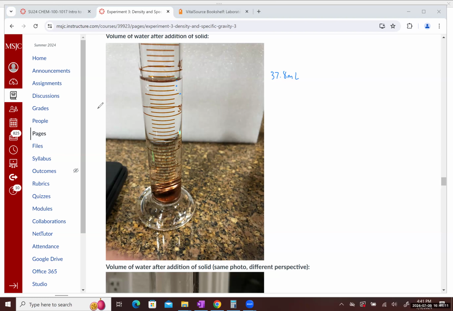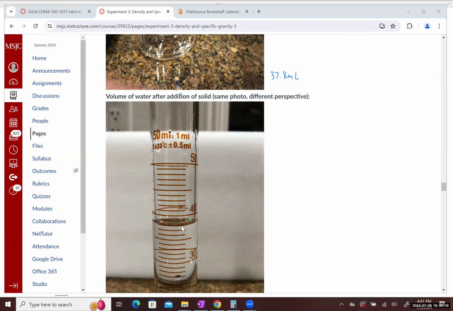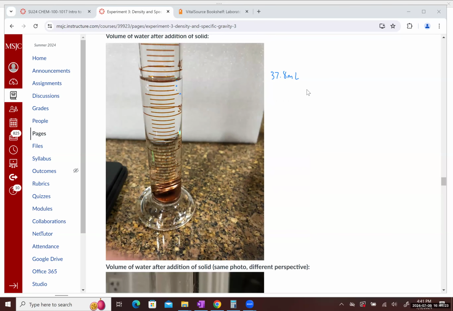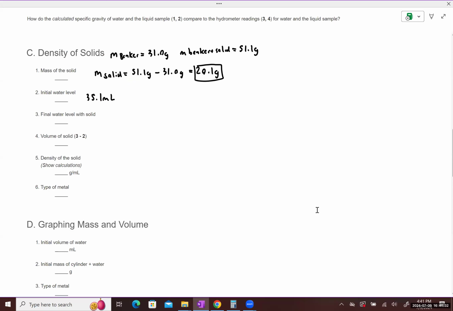Okay, there's also another photo that has a different perspective. And also we can see very clearly we're not quite at 38. 37.8 would be a reasonable reading in this case. Okay, so let's transfer this volume reading. So the final water level with solid was 37.8 milliliters. So the volume of the solid can be obtained by taking the final volume minus the initial volume.